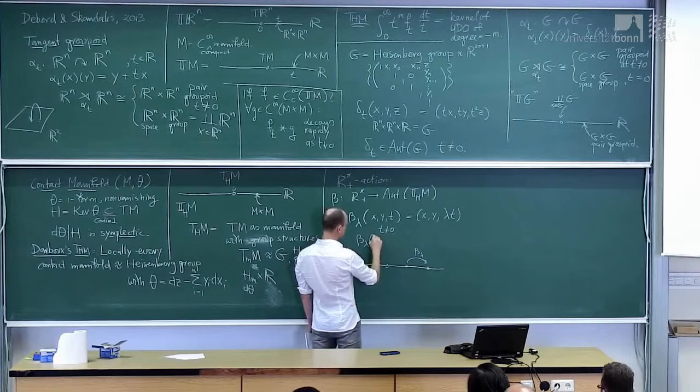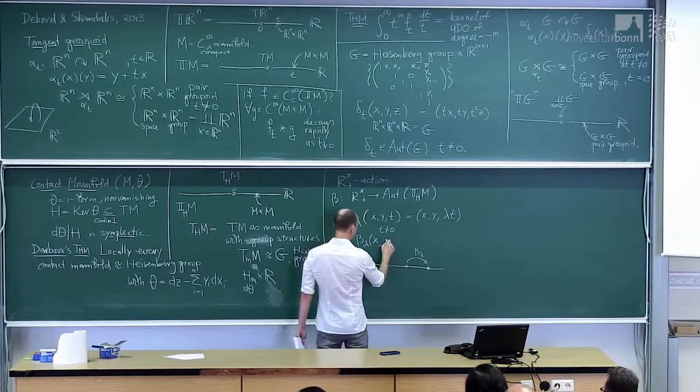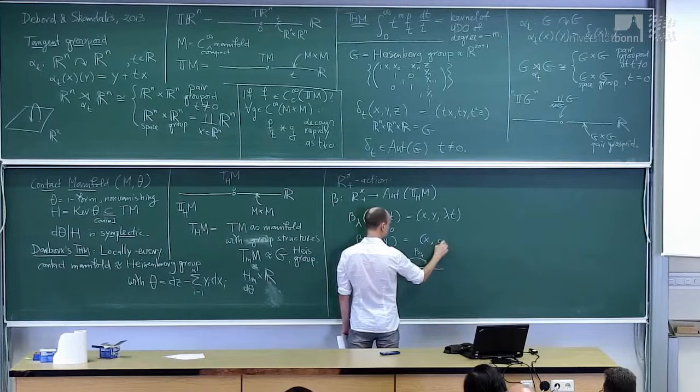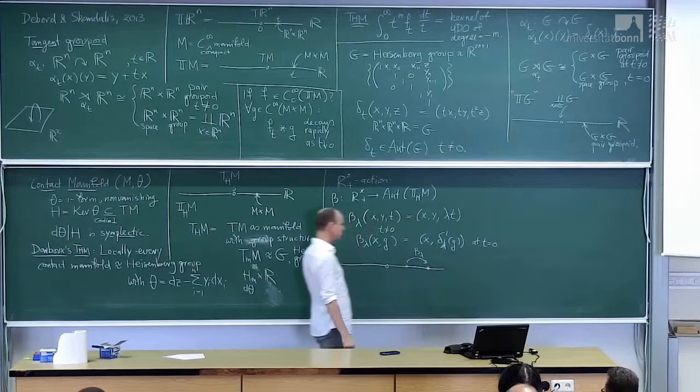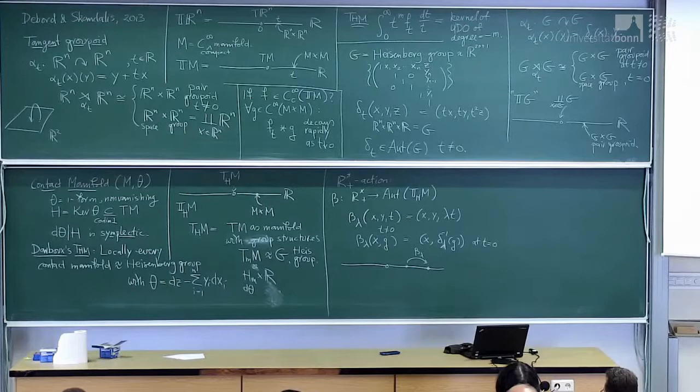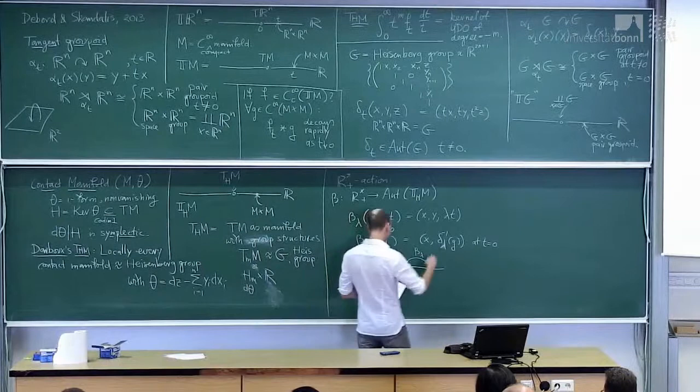So let me call the base element x, and then the group element maybe g. And I think maybe this is inverse, yeah. Lambda, sorry. Okay, so this then is a smooth diffeomorphism of the groupoid, but it's also an automorphism of the groupoid. All right, so there's an action there.